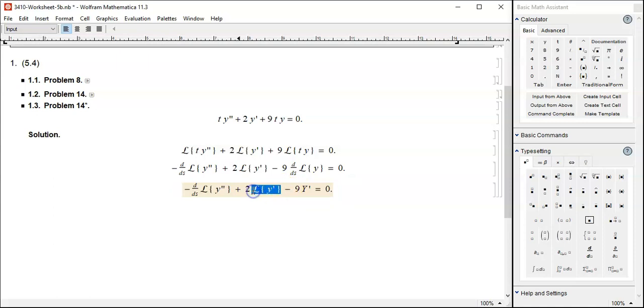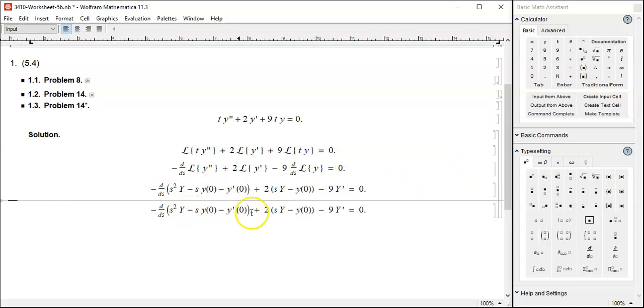How about this one? sY minus y of 0. Okay, how about this one? s squared Y minus s times y of 0 minus y prime of 0. And then we need further derivative computation. Okay, let's go ahead and do that.